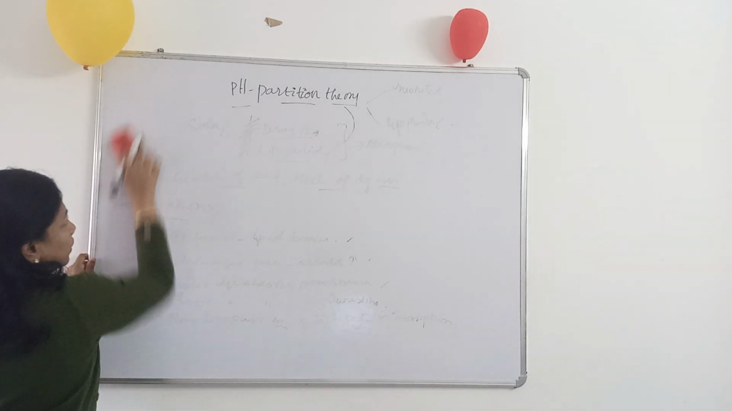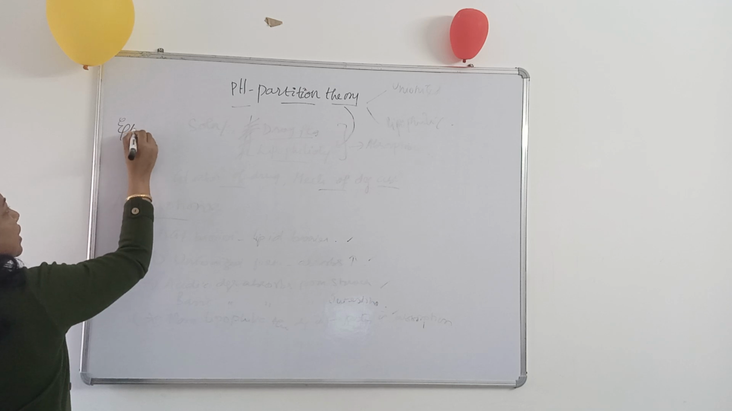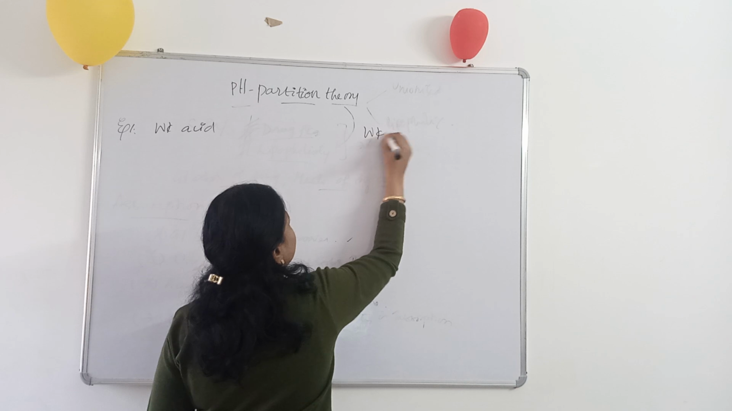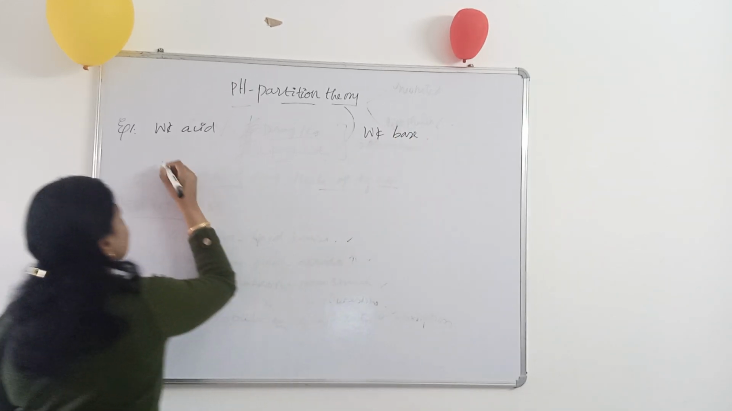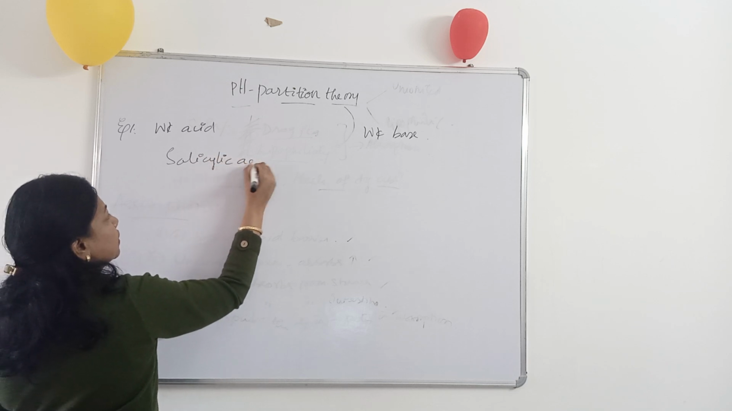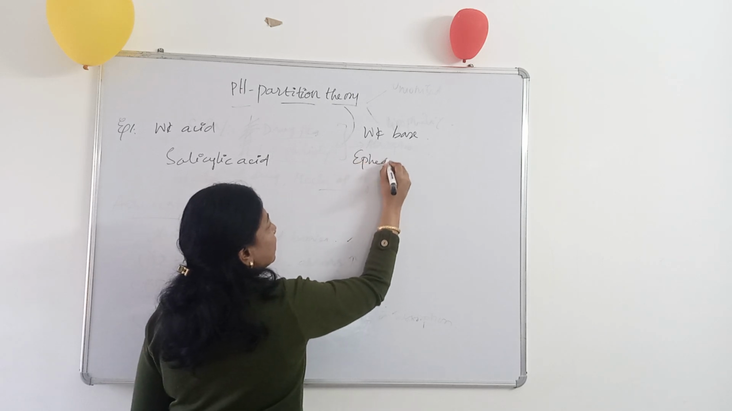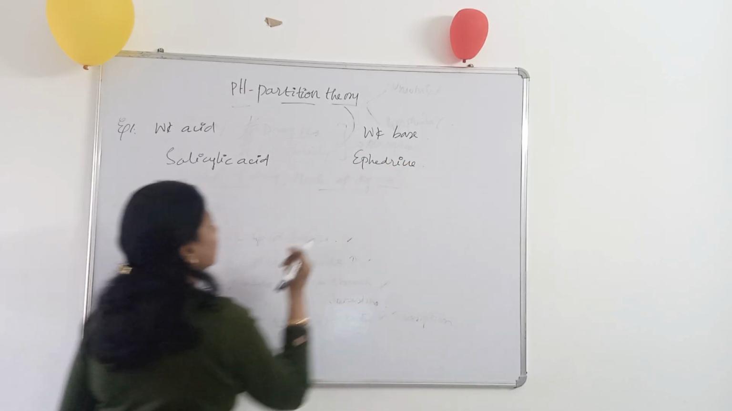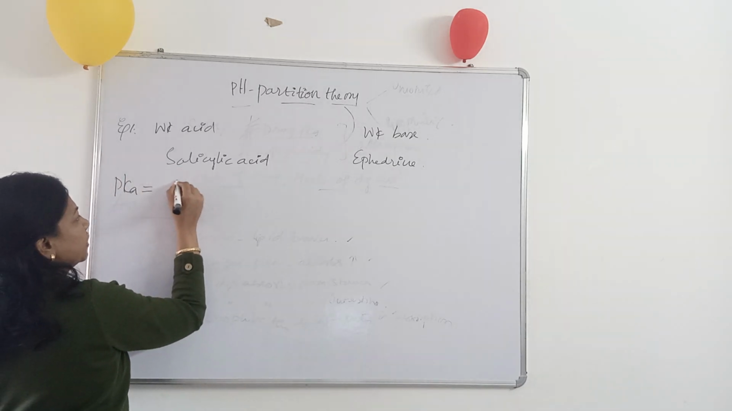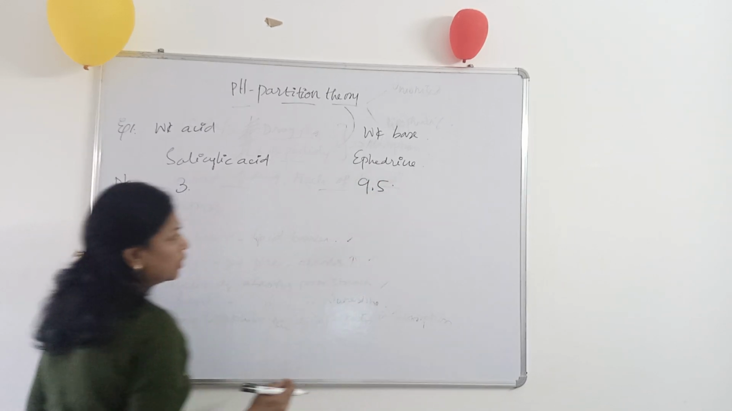So for studying this pH partition theory, we are taking an example of one drug from weak acid and another drug from weak base. So which drugs are we taking here? We are taking salicylic acid as an example for weak acid and ephedrine as a weakly basic drug. So the pKa of the drugs are: for salicylic acid the pKa is 3 and for ephedrine it is 9.5.